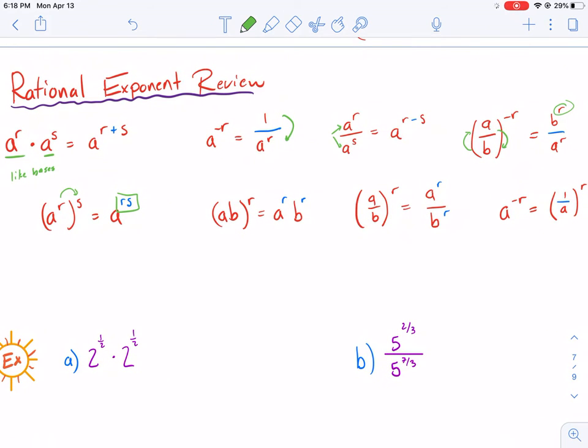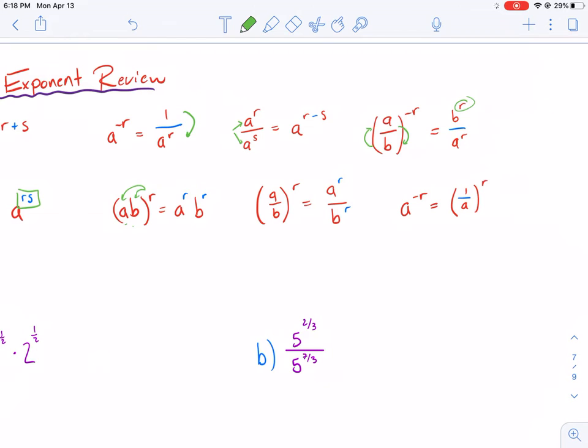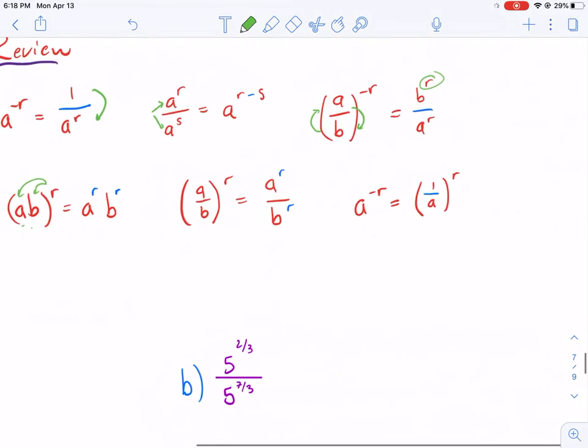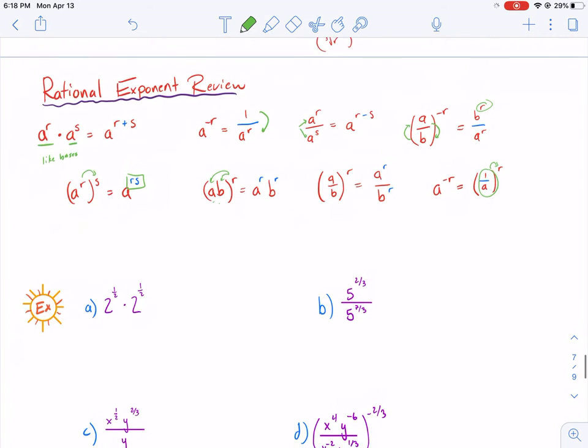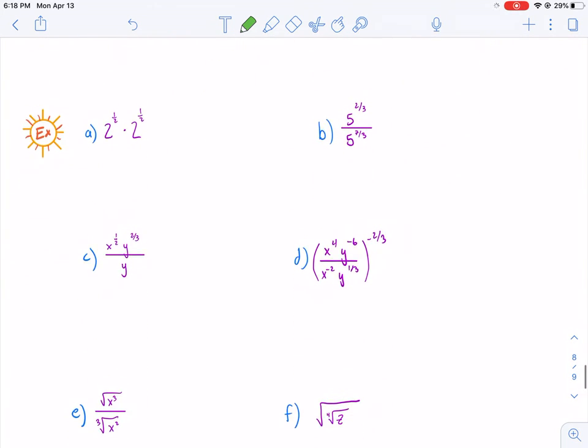If we have two terms inside, all raised to a power, you need to raise this power to everything inside that's being multiplied. Very similar to what we had before, we have a ratio here. It's the same thing as both of these terms being raised to the power. And then finally, if we have a to the negative r, it's the same thing as putting 1 over a and then raising that to the r power. We're going to apply those principles in these next few examples, and then you'll be good to go.